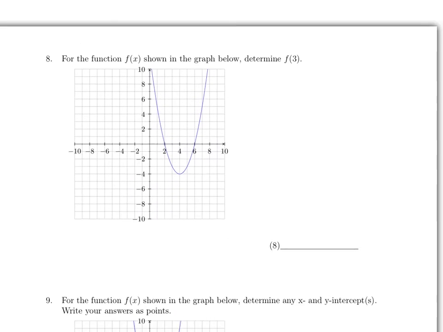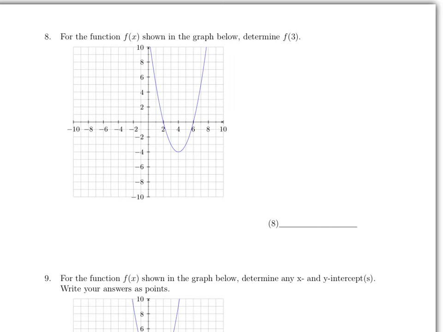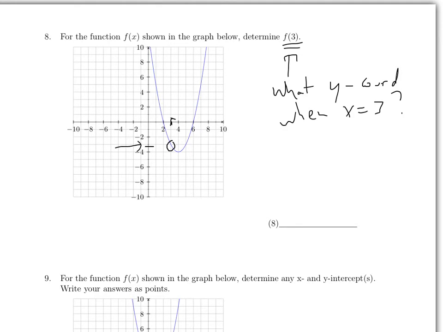In number 8, this again is just getting back to, this has nothing to do with this unit. This is going out through the whole course. So remember, f of 3 means the y-coordinate when the x-coordinate is 3. Right? That's literally what f of 3 means, and it doesn't matter what the picture is. So on the graph, if you locate x equals 3, which is here, that's the x-coordinate of 3, that's the point on the graph. The y-coordinate of that point is -3. So the answer to this question is just -3.